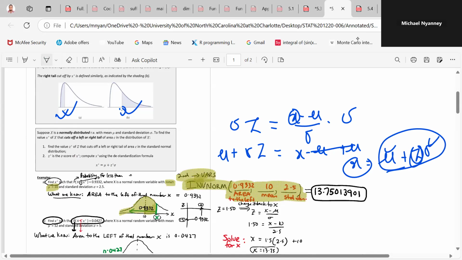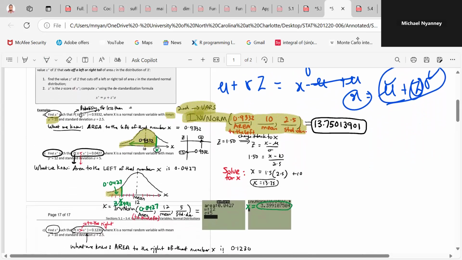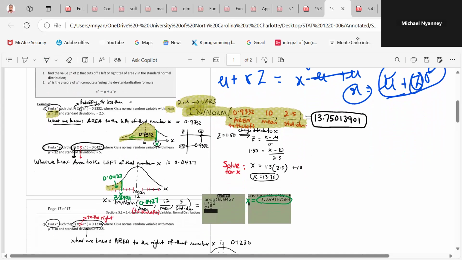All right, so let's solve an example. We want to find S star such that the probability of S is less than or equal to S star is 0.9332, where S is a normal random variable with mean 10 and standard deviation 2.5. How do we get our S back with the given probability?